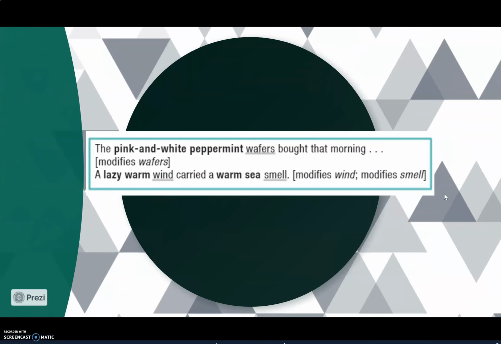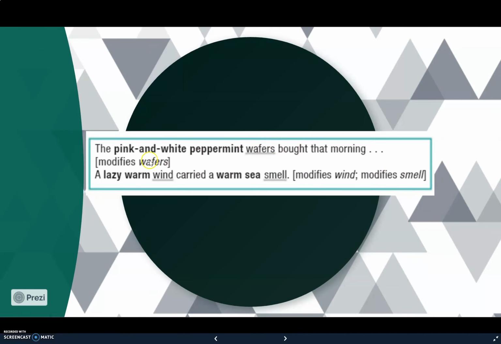Here we have more details. The first example: the pink and white peppermint wafers bought that morning. The noun is wafers and the adjectival phrase is pink and white peppermint. Look at the position of the adjectival phrase, it comes before the noun, and it describes or modifies the noun in the sentence.